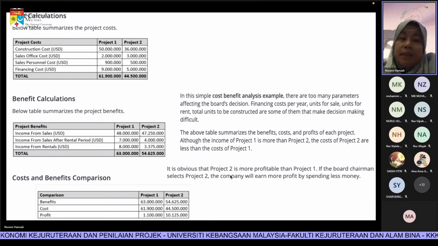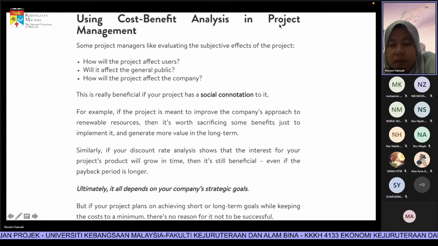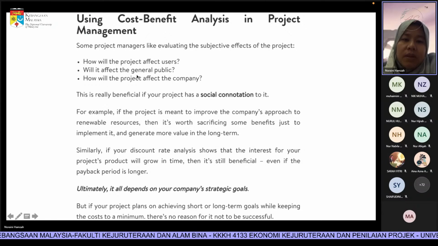This one uses plus minus. Before this, we used the ratio. Okay, next. This talks about using CBA in project management. Particularly in project management, not only in the financial aspect. The difference is how the project affects users, the general public, and the company. So these are all very intangible and subjective matters, with social connotations. So how do you put weightage there? Actually, you just put any weightage there.